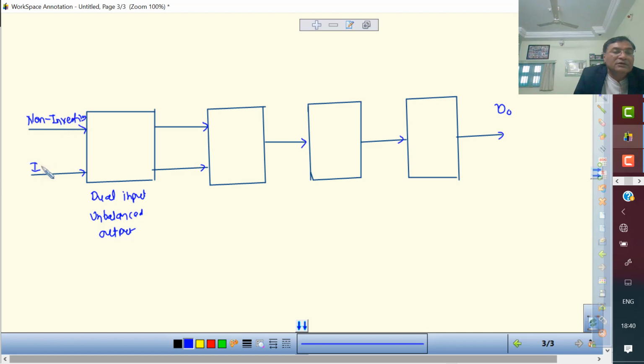Non inverting means if you give input here, then we get output in phase.